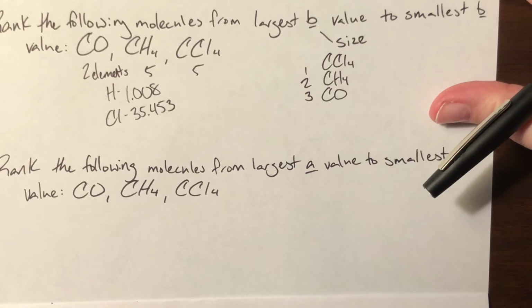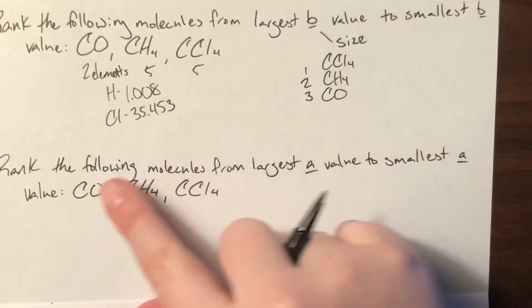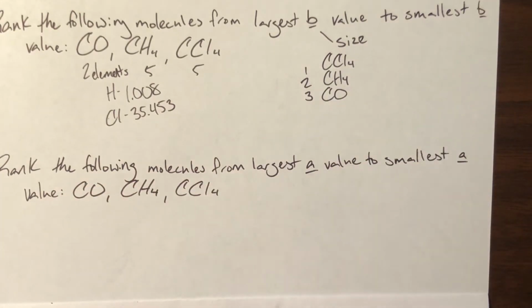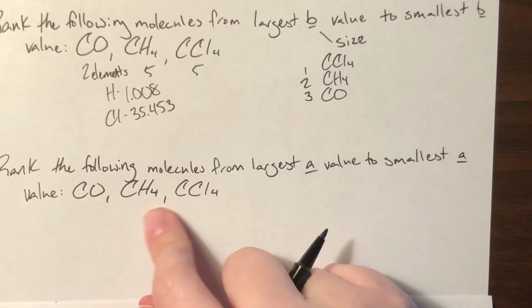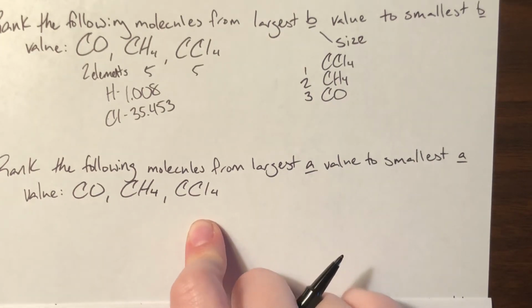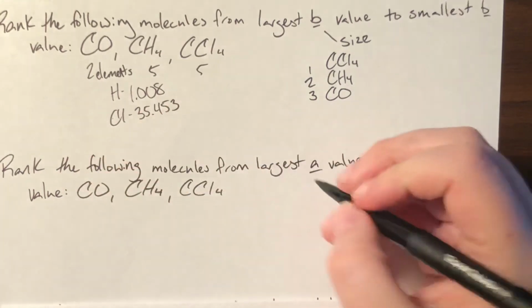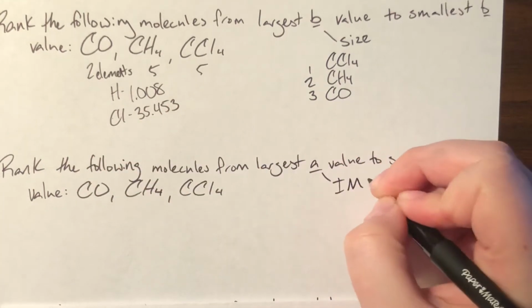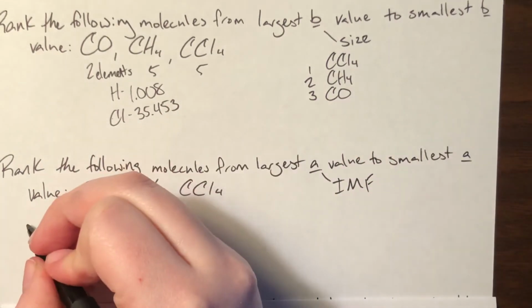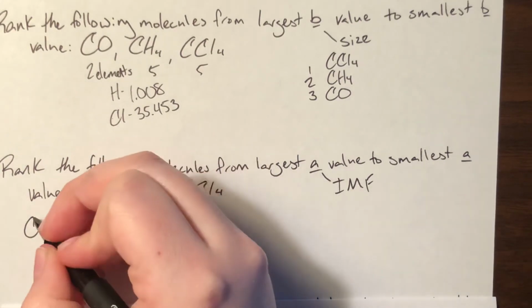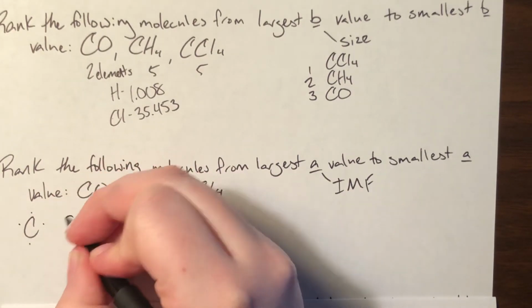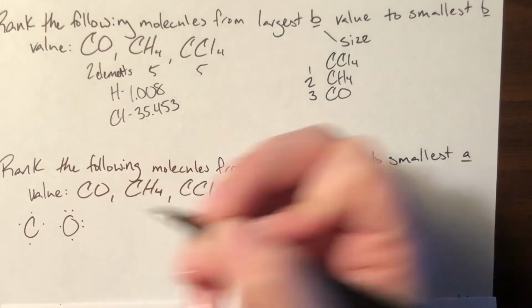Next, I'm going to compare A values for all of these. So I have carbon monoxide, methane, and then CCl4. Since I'm comparing A values, remember that that's the intermolecular force, so I need to go ahead and draw the Lewis dot structure for these so that I can compare.